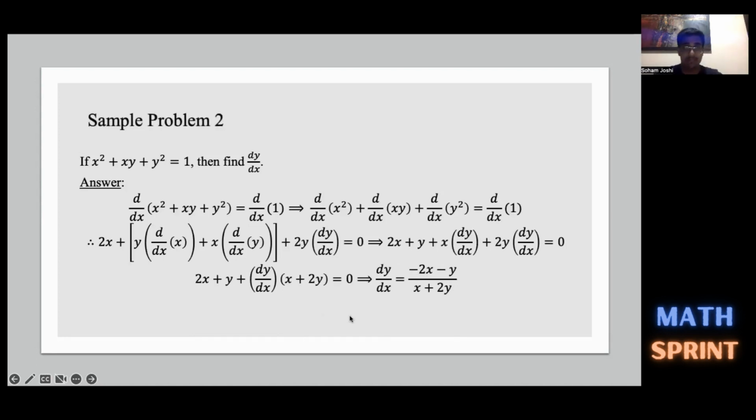Here is another problem. If x squared plus xy plus y squared is equal to 1, then find dy by dx. Don't be intimidated. Use the same techniques. Remember, y is like a function of x. So when you differentiate x times y in your step over here, you need to use the product rule, and that'll give you y plus x times dy by dx after simplifying. Then you can keep working through all the steps to obtain eventually dy by dx is equal to minus 2x minus y, the whole thing by x plus 2y.